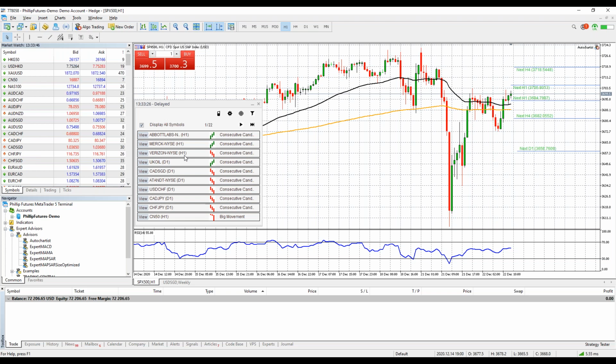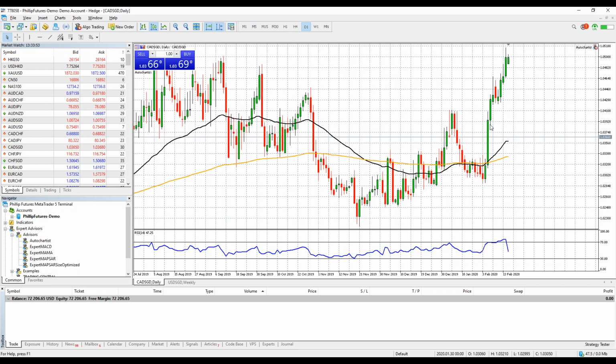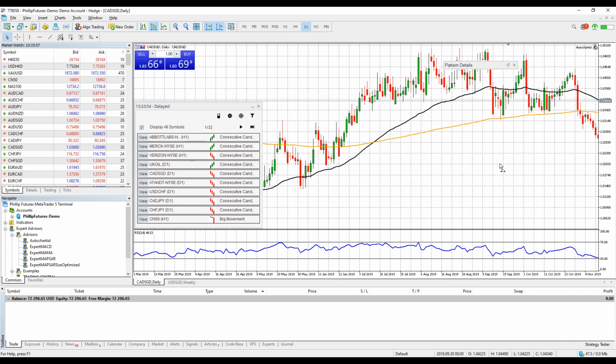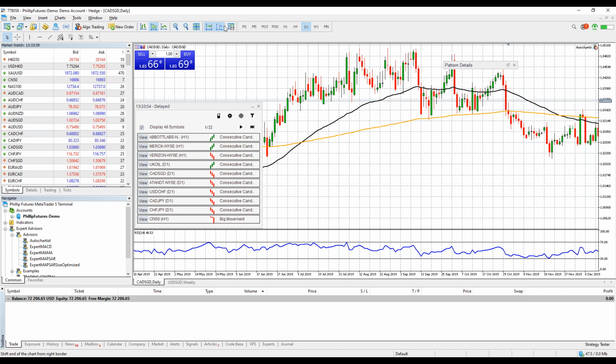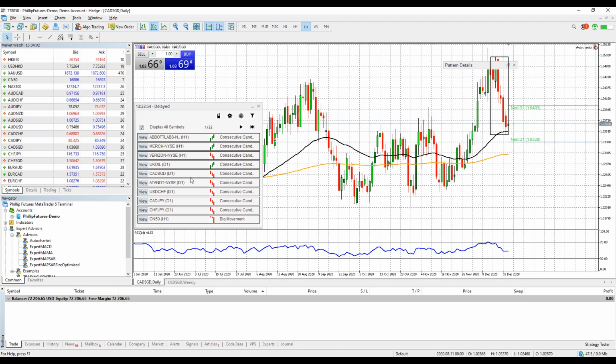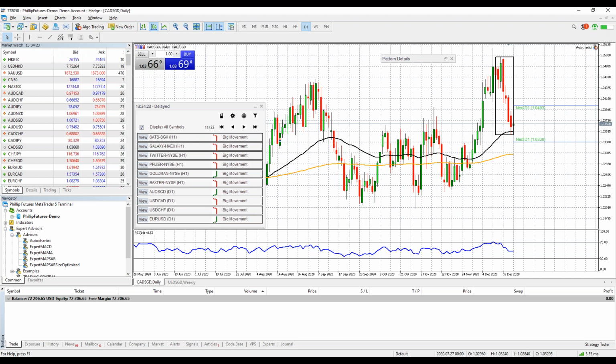Over here it will show you that, okay, for UK oil D1, which is daily chart, there is a pattern here. Consecutive candle that is in the downtrend. If you move the chart to there, it highlights for you here. There is a bearish candle pattern over here, for the daily chart for this particular product. Of course, this Autochartist is a demo version because I'm using a demo account. On the live version, you can filter all this because there's a lot of patterns that they identified.